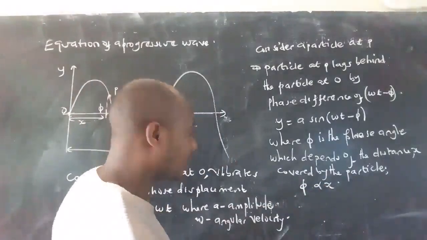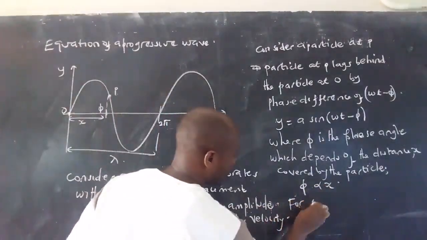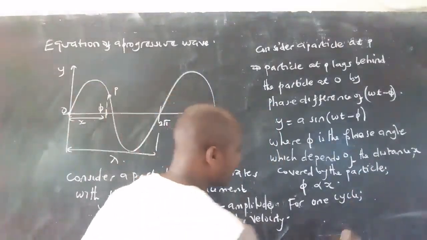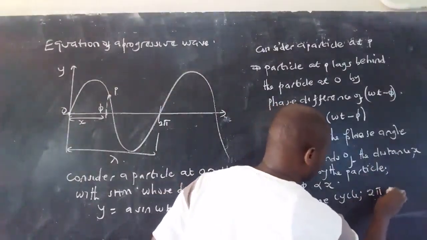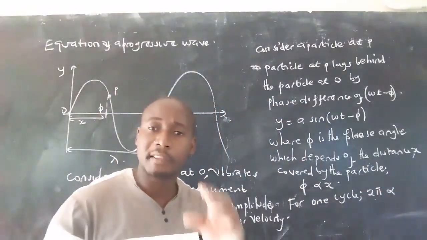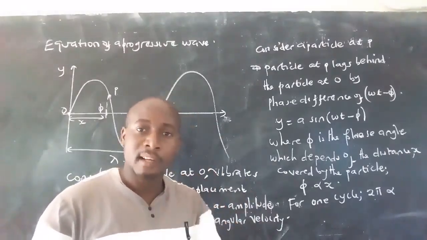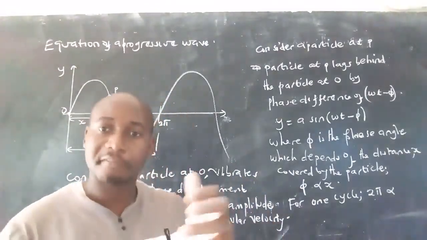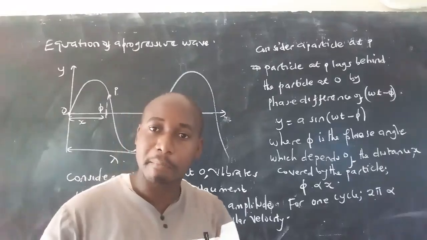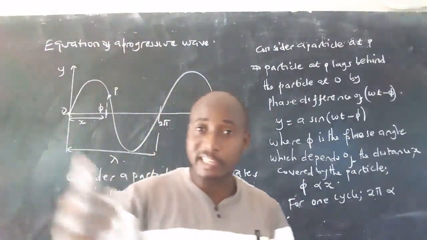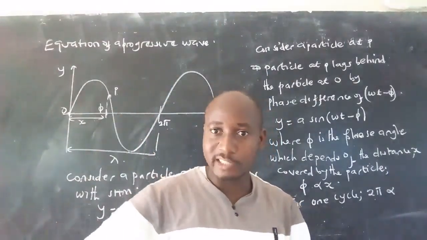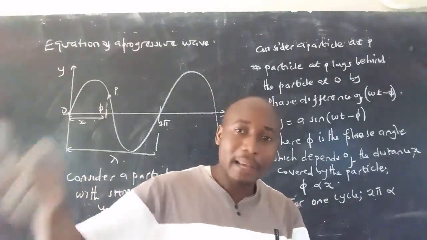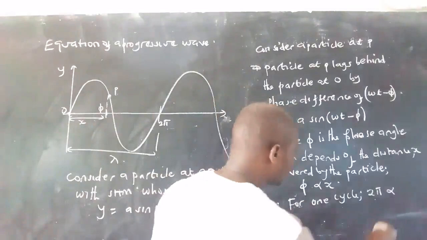Let me say for one cycle, the phase angle is 2 pi. Now the distance for the complete cycle is lambda. So the phase angle which is subtended by a particle that has made one complete cycle, a complete cycle is like making a circumference of a circle, which is 360 degrees, and in radians is 2 pi. So the angle will depend on the distance covered, which distance is lambda.